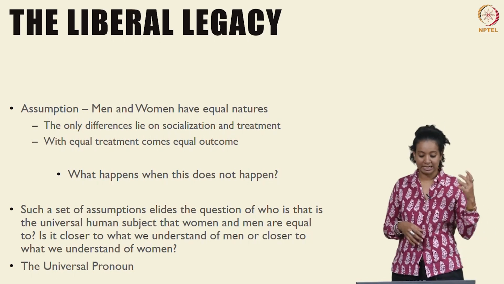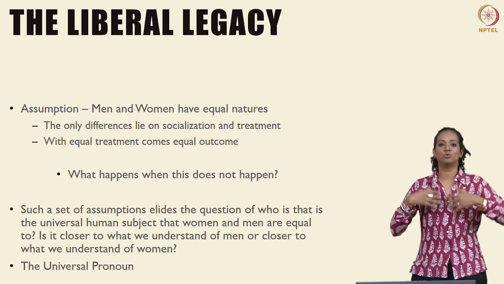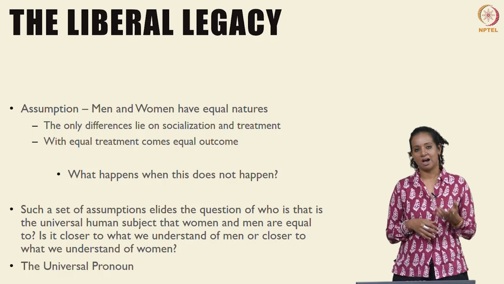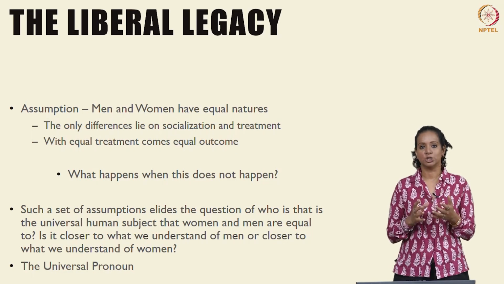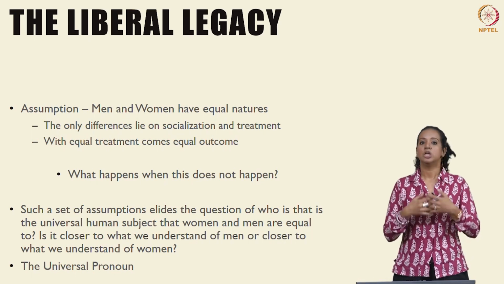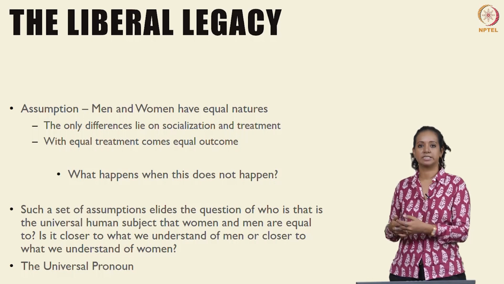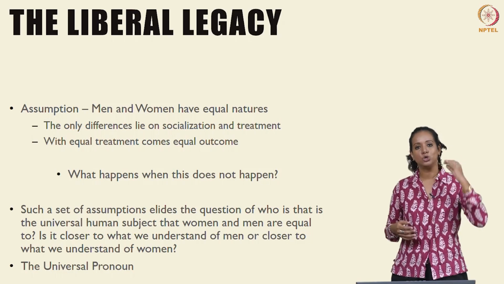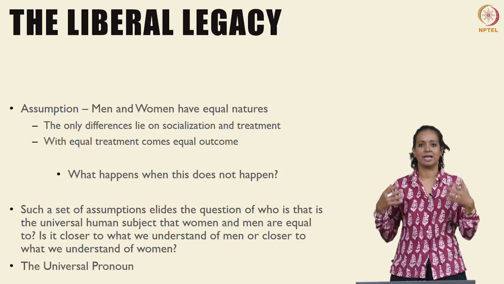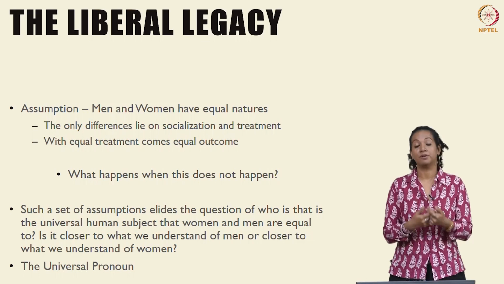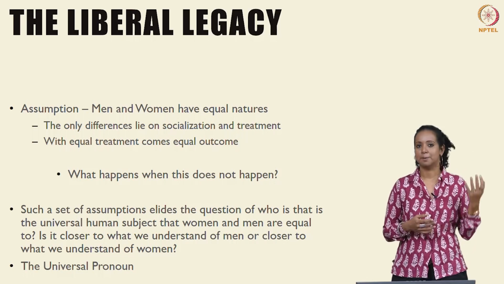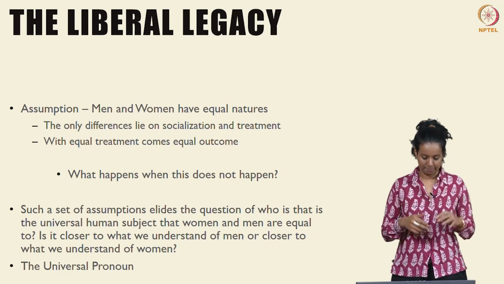Such a set of assumptions elides the question of who it is that is the universal human subject that women and men are equal to. I'd ask you to keep in mind this idea of the universal human subject because in political philosophy and theory, this is a question that's important when we discuss equality. Equal to who? What does this universal human subject feel like, look like, seem like, and bear properties of? And often the answer tends to be a white upper class man. Hold on to that thought, we'll come back to it.